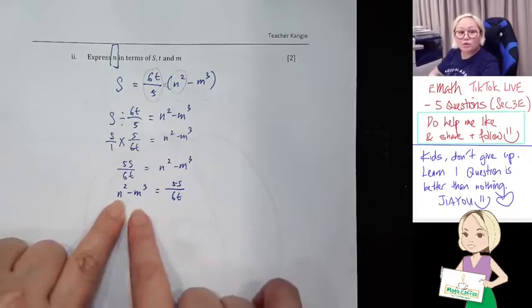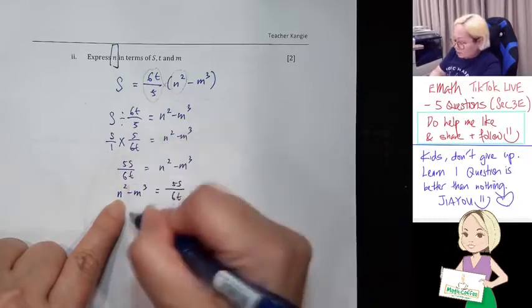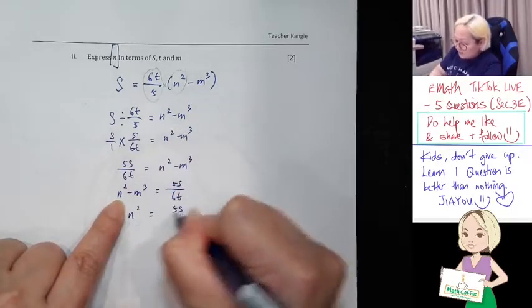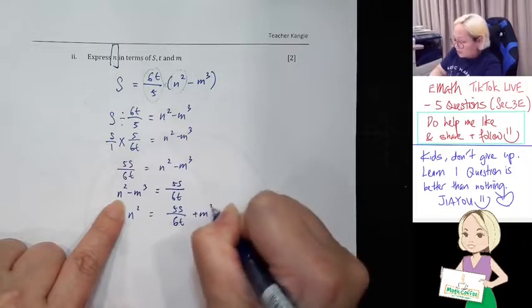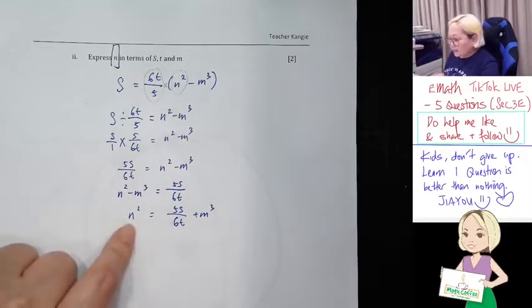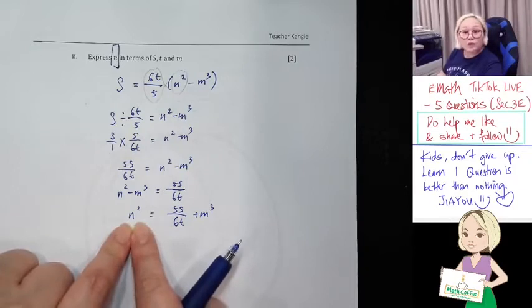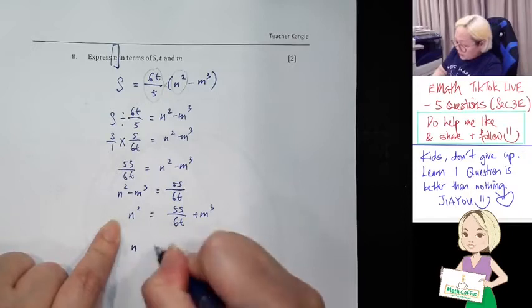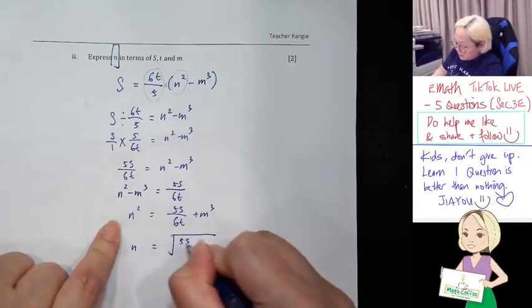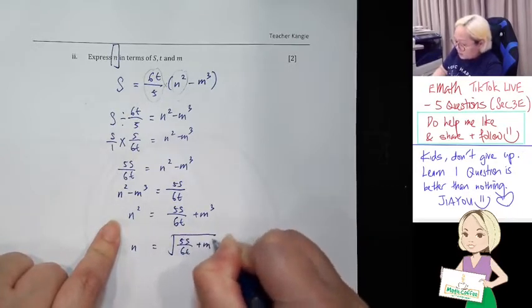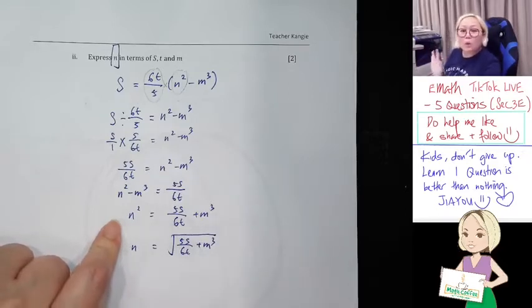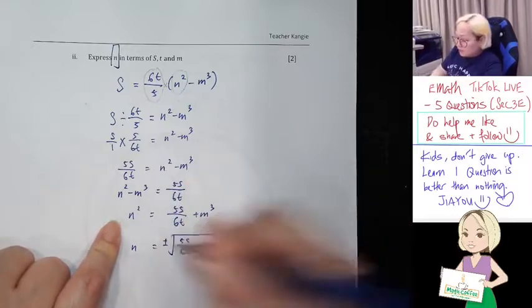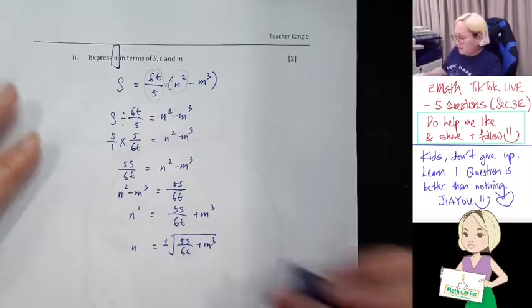So now I just need to shift my m cube to the other side. Yes, move the minus m cube. So it's n square equals to 5s over 6t plus m cube. And the last step is, because they want single n, which is 1n, you cannot leave it as n squared. So it should be n equals to square root of 5s over 6t plus m cube. And we are not done yet. Square root must always put plus minus. So over here must put plus minus. And this is the answer.